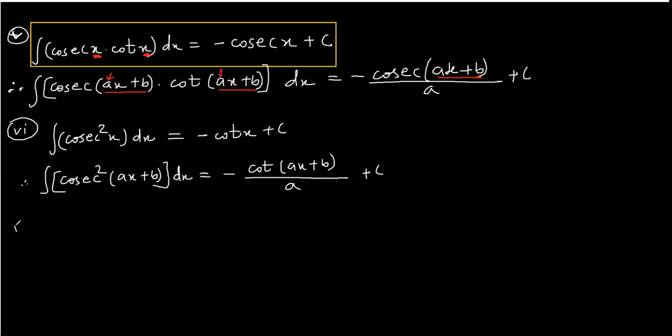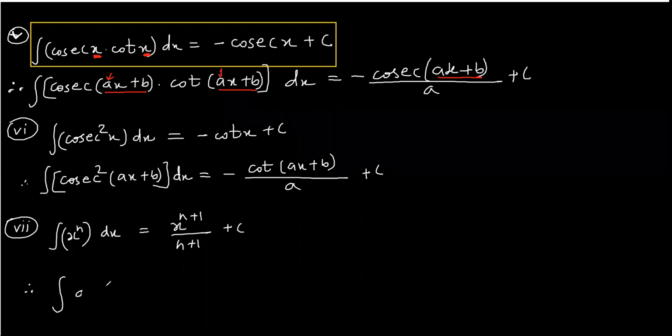Then the seventh one. Seventh is, as you all know, students, integration of x raised to n dx is x raised to n plus 1 upon n plus 1 plus c. Therefore, integration of x raised to n. So in this function, what I will do, I will replace x by ax plus b. Therefore, ax plus b raised to n dx.